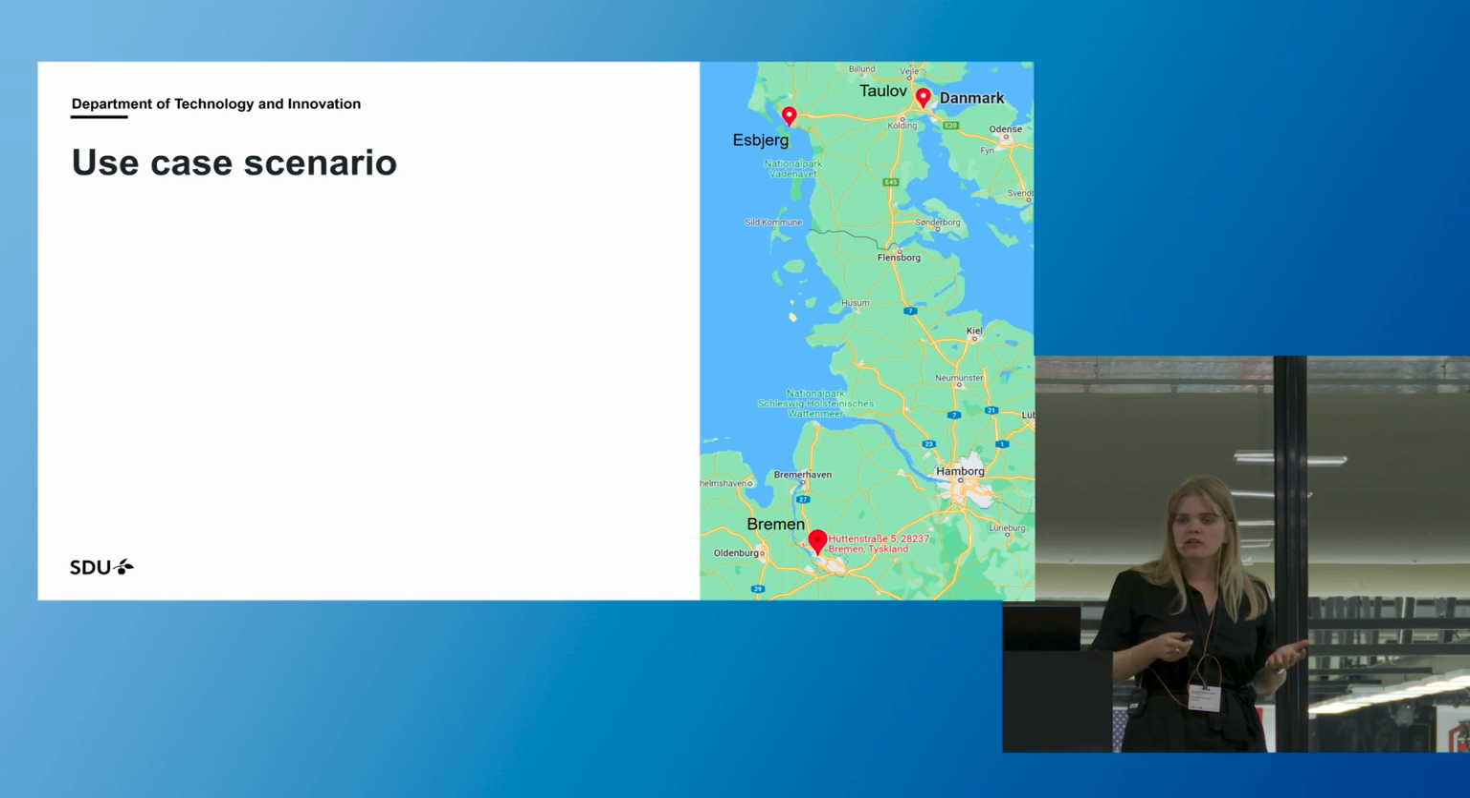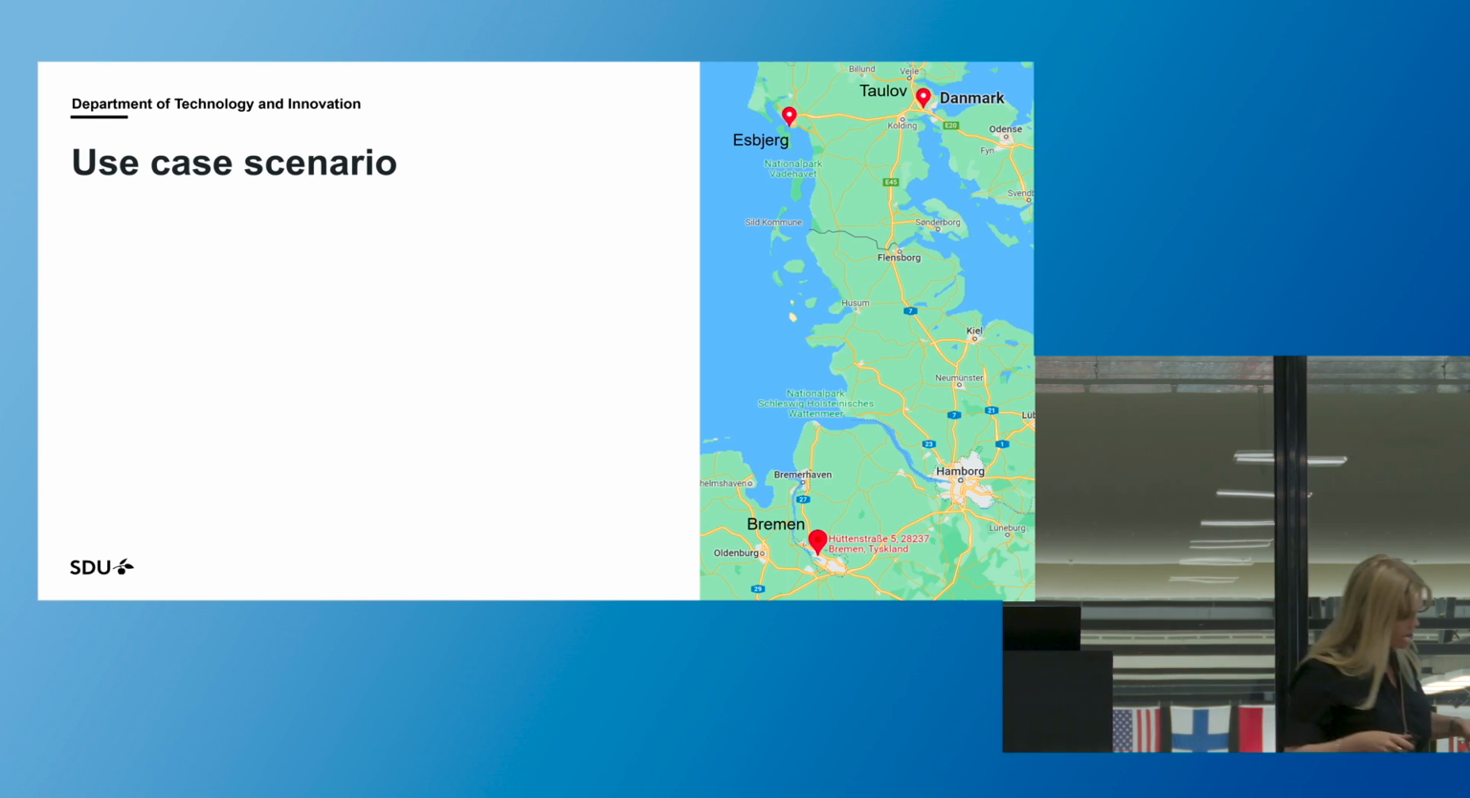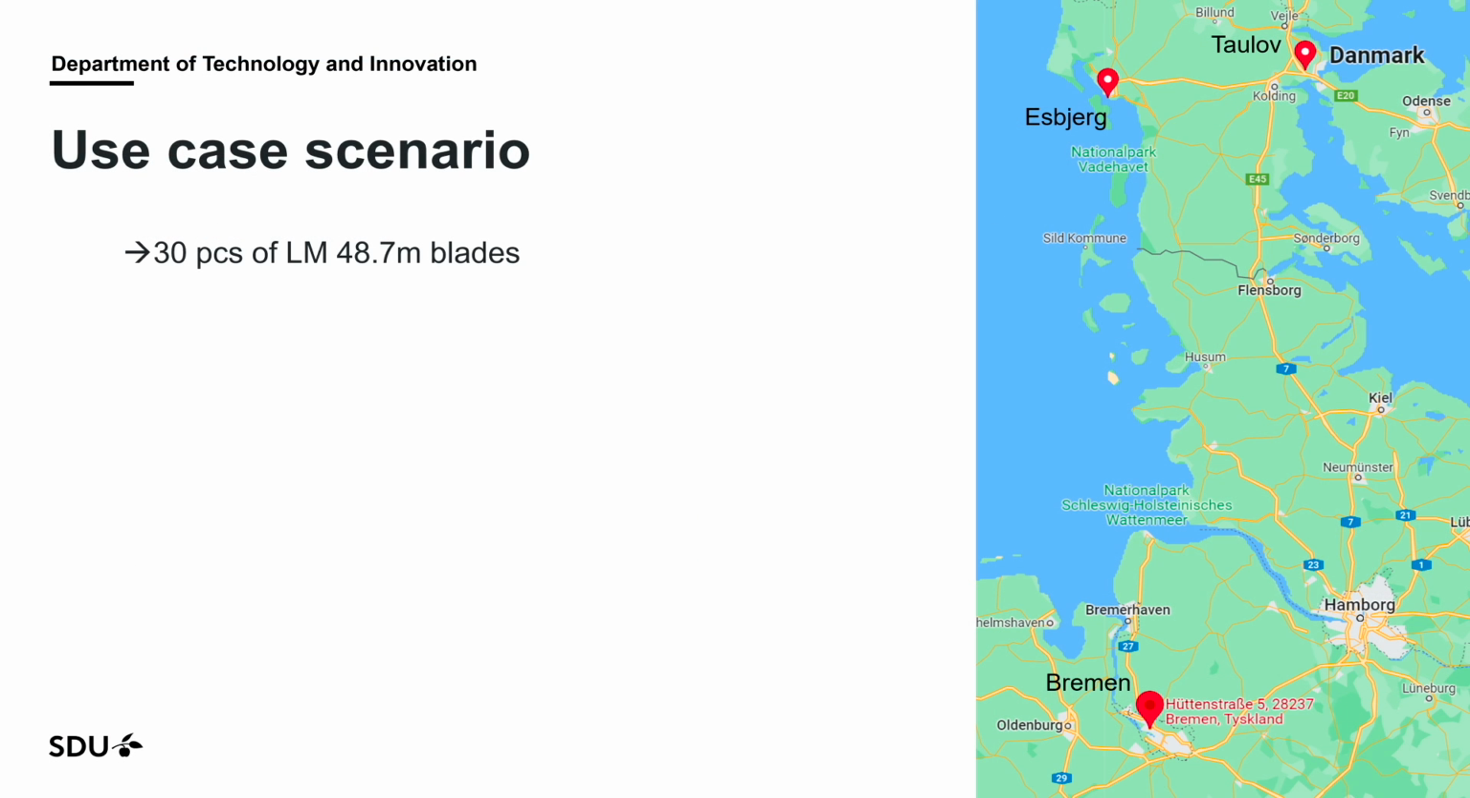So the actual use case scenario we decided on is 30 blades from LM, being of the 48.7 meter long blades. And we decided that they were, as a baseline, located at the port of Esbjerg. We're also very close to that location today, because we know, as was just mentioned before, that moving forward, this will be one of the main locations for that in the future.